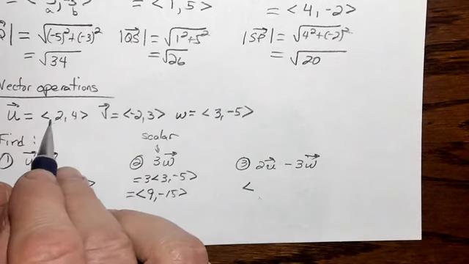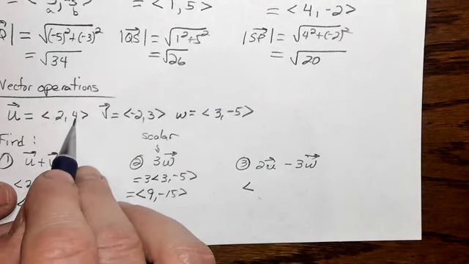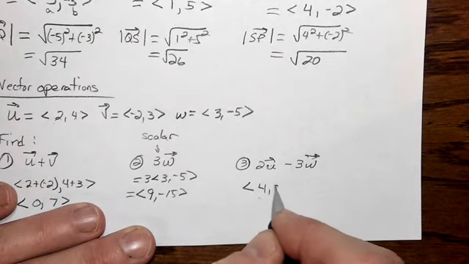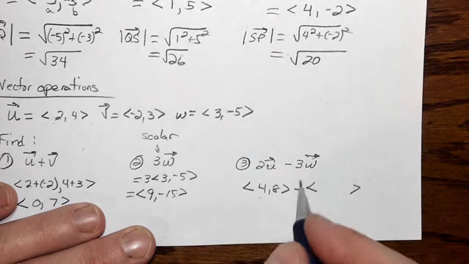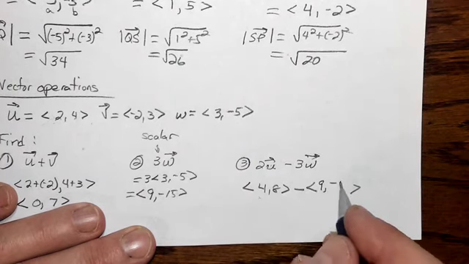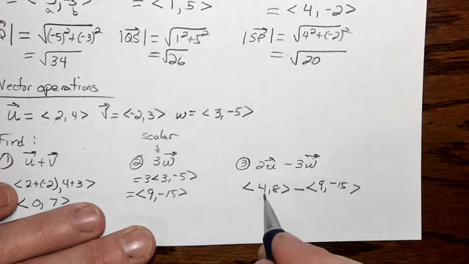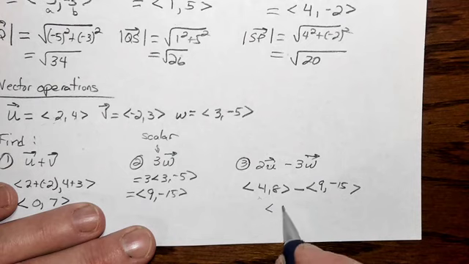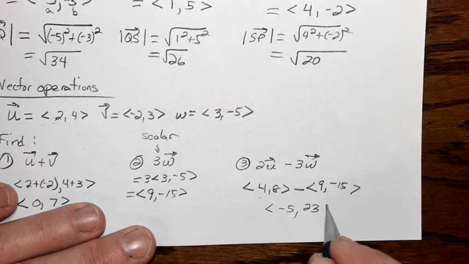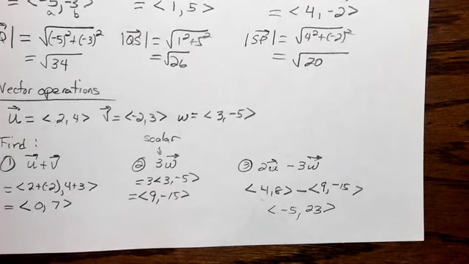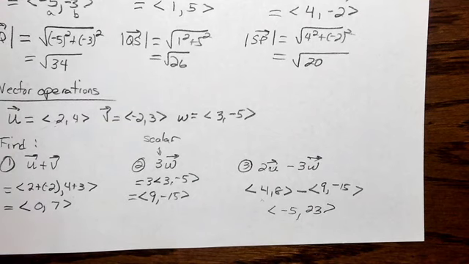That's pretty straightforward. For a problem like this, all we're going to do is take U and multiply it by 2. So 2 times 2 is 4, 2 times 4 is 8, so this is 4, 8, minus 3 times W. 3 times 3 is 9, 3 times negative 5 is negative 15. We subtract, so 4 minus 9 is negative 5, 8 minus negative 15, minus a minus is plus, 8 plus 15 is 23. And there is what that difference is going to be. So we can do operations with vectors as well. And that's what's going to be on your assignment for today.